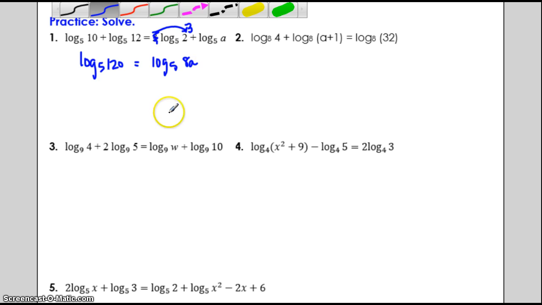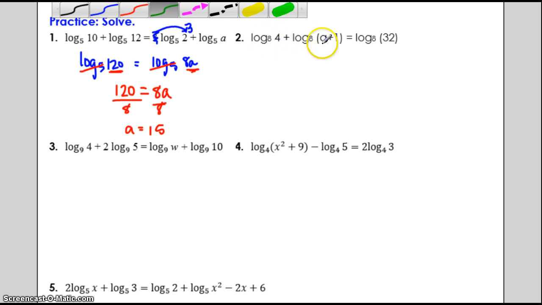So now we look to see if they have this same log, which they do. We could go ahead and set our inside parts equal. So 120 equals 8a, and solve. So a equals 15. Let's do one more of those together.